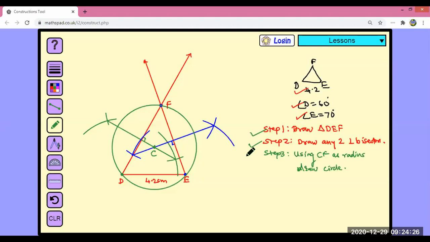Once you get the circumcenter, use that point as the center and any one vertex. So it can be CF or it can be CE or it can be CD. All of them are the radius, all right? So using CF as the radius, we draw the circle, and that completes the construction. Okay, I hope this is very clear. And now let us look at practice set 6.3.